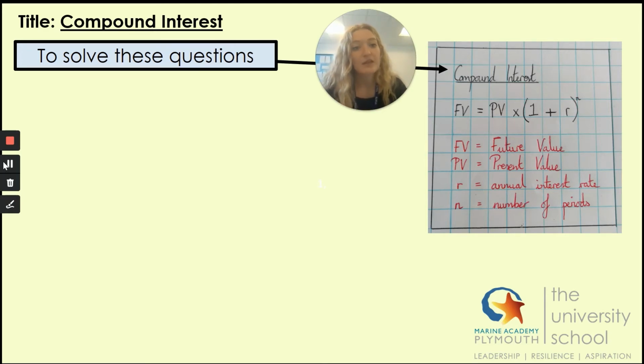With compound interest, the future value is equal to the present value times 1 plus r to the power of n. This looks a little bit confusing, but we're going to talk through it, and when we do some examples, it's going to become really clear. So, FV equals PV times (1 + r) to the power of n. FV is your future value, PV is your present value, r is the annual interest rate, and n is the number of periods. I promise you, when we go to the visualizer, it will become a bit clearer.